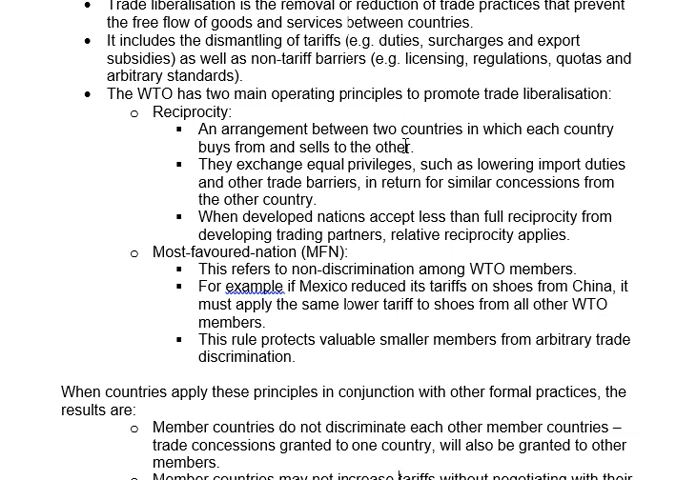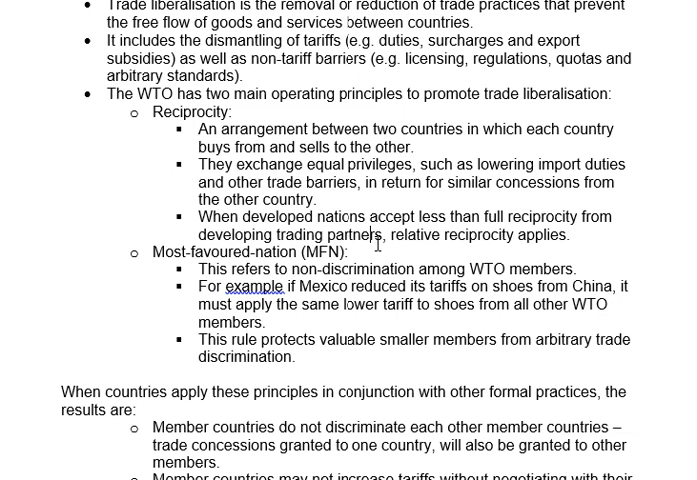The first one means that when there's an arrangement between two countries where each country can buy from and sell to the other country, they exchange equal privileges. So if I offer a certain privilege to America, America is supposed to show us the same privilege. If we give them a concession, they give us the same concession. What we do to them, they do to us. If we give them an advantage, they need to obviously give us an advantage as well.